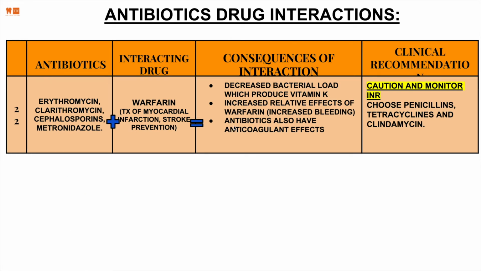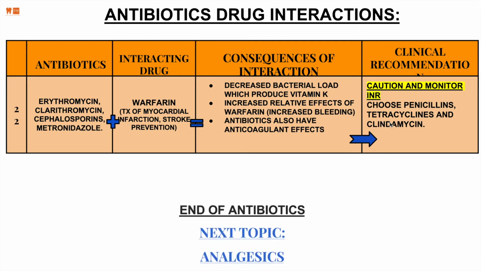And just a little fun fact as well, antibiotics themselves have a very minor anticoagulant effect. Therefore, in this case, we will be cautious and monitor INR. INR is known as International Normalized Ratio. In our further videos of medical management, we will talk more about INR, but it is a measure used to keep track of warfarin's activity. INR, remember that. Other options are to choose penicillins, tetracyclines, and clindamycins. And that was antibiotics. Look at that, how quick, right?